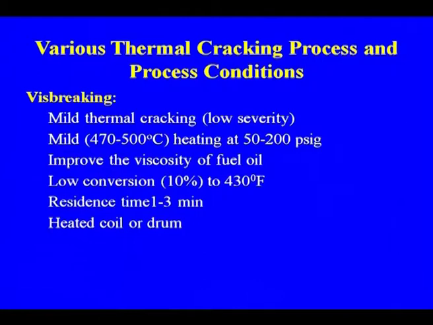Now, let us discuss some of the important thermal cracking processes and the process conditions, then we will go into detail about the individual processes. This is the condition we are using in case of Visbreaking: mild thermal cracking, low severity, temperature is 470 to 500 centigrade at 50 to 200 psig, improves the viscosity of the fluid, low conversion, residence time 1 to 3 minutes, heated coil or drum that we are using.